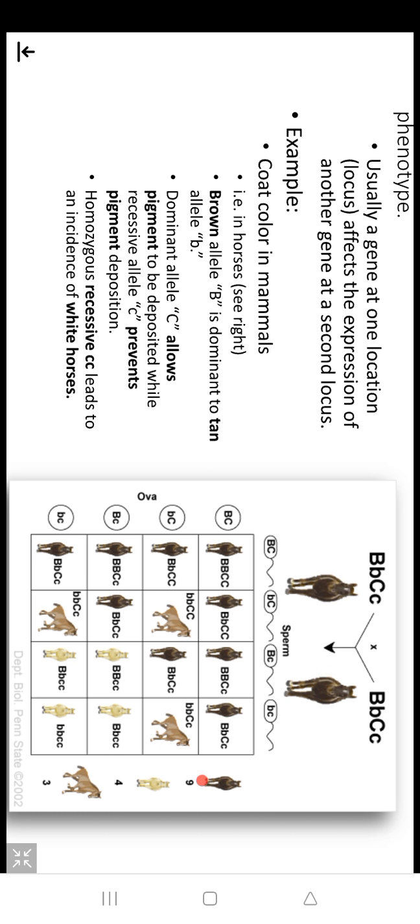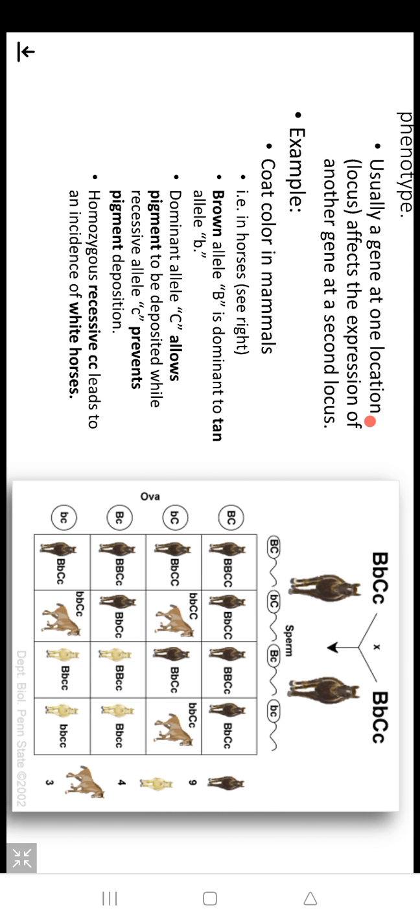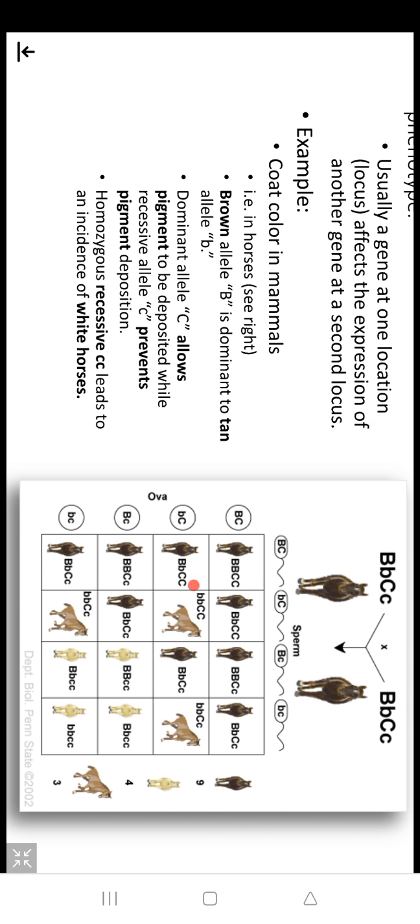The phenotypic ratio has changed from 9:3:3:1 to 9:4:3. So epistasis is a form of gene interaction which will actually affect the Mendelian phenotypic ratios. I hope you have understood that. So as long as you have a capital B, it means the horse is likely to be brown. But that brown color will depend on whether on the other locus we have a capital C.